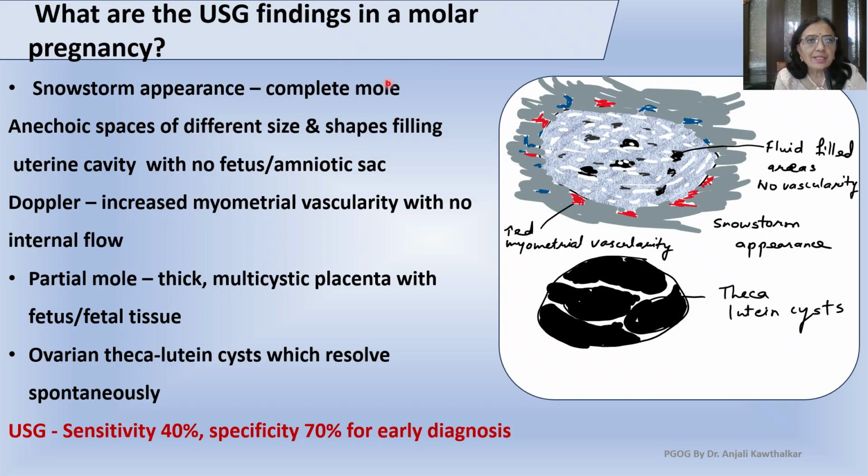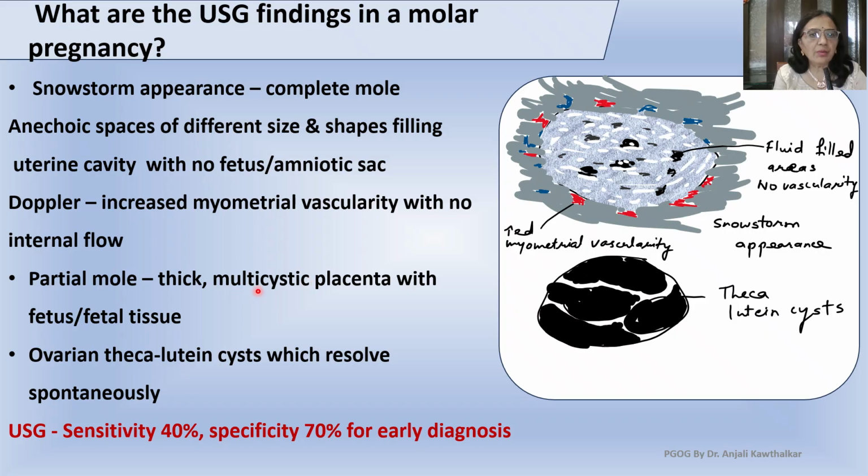What are the USG findings in a molar pregnancy? There is a typical snowstorm appearance with complete mole. There are anechoic spaces of different sizes and shapes filling the uterine cavity with no fetus or amniotic sac. Doppler will show increased myometrial vascularity with no internal flow. All these vesicles are avascular. All these villi are avascular.